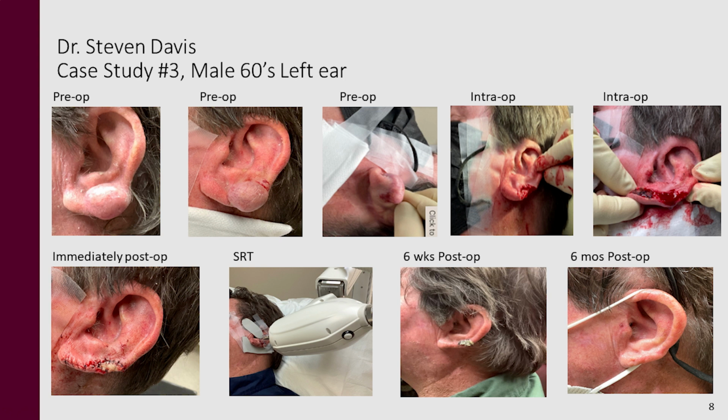You can see the Xstrahl device applied to his skin. 6 weeks post-op, he still had a little bit of crusting. 6 months post-op, he had a very good result. It's not a perfect ear, but it's a pretty darn good ear considering the big keloid he had, and he was very happy, and it never came back.